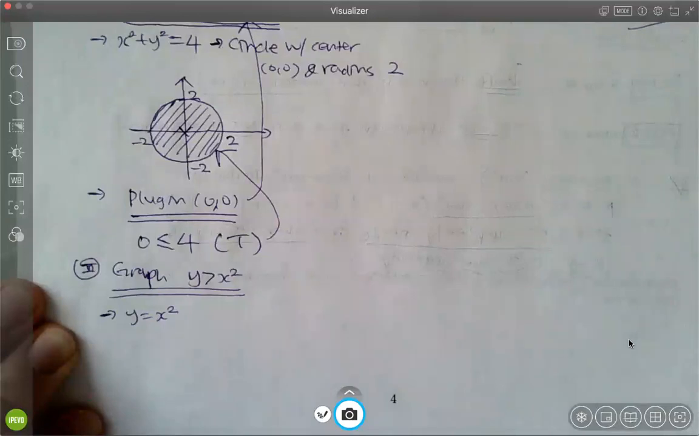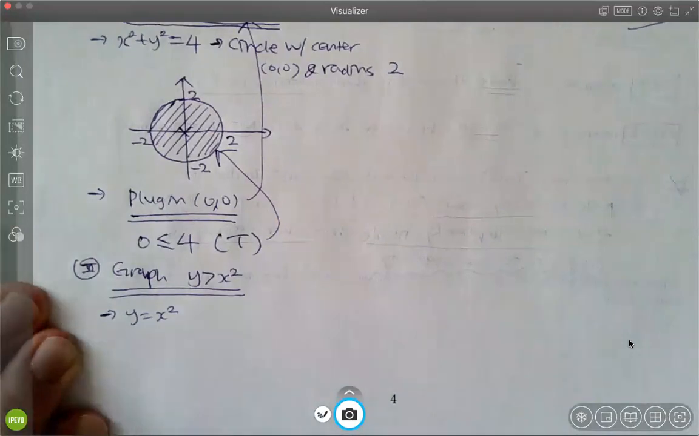A parabola? Okay, and where is the vertex? So it's a parabola. Where is the vertex? 0, 0. At the origin, yes. Remember what vertex means? It's either the lowest or highest point of the graph, right? Or the parabola. Okay, remember that?